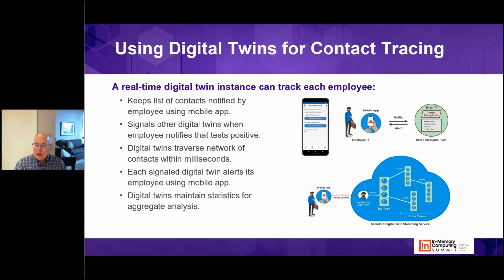Now, looking at the lower diagram there, you can see that this will trigger a chain reaction of messages between digital twins as they follow the network of contacts that have been maintained by the digital twin. So each digital twin will maintain these contacts and then notify the digital twins for those contacts in a network fashion after this exposure has been notified. And then all the digital twins that are signaled can then also send a signal back to the mobile device to notify all the affected employees, who then would need to isolate and to remain away from the company until their exposure period has ended. So this allows signaling to occur in less than a second after a notification is made.